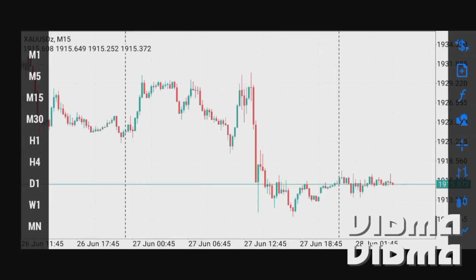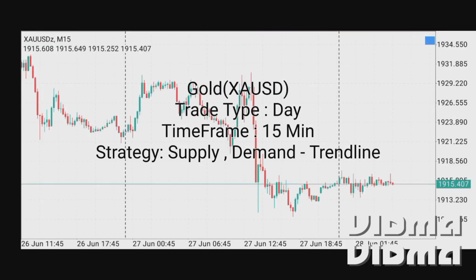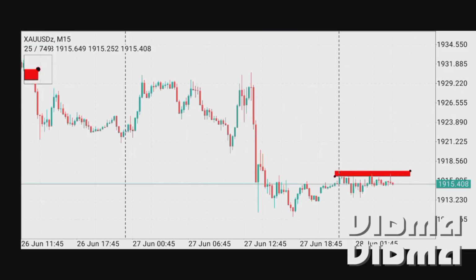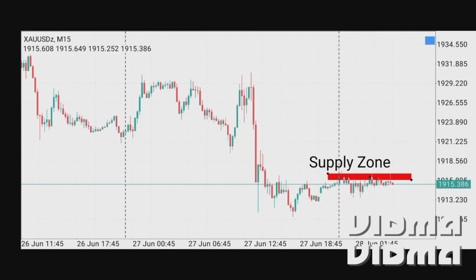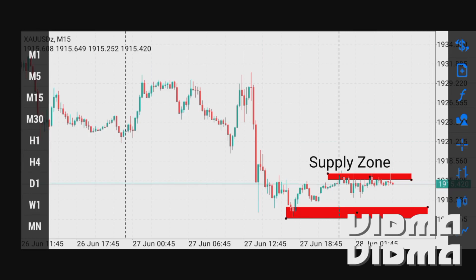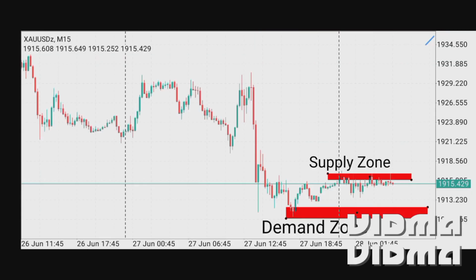Now we are going to live trade to clarify how you can trade with your particular trading strategy. In this strategy we are going to use gold with a 15-minute time frame chart in a supply demand and trendline strategy. So now gold is at 1915.14. We just draw our supply and demand zones. Then we go with a trend line, whatever trend line we are drawing.